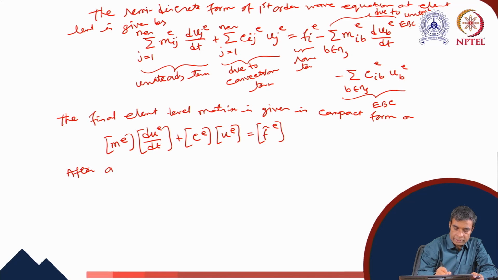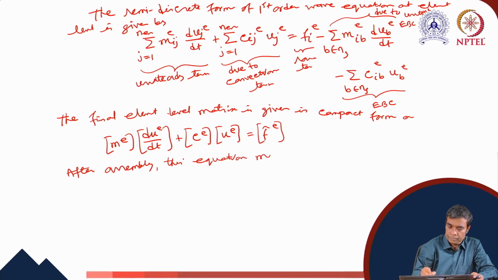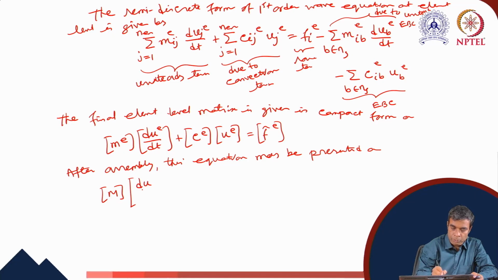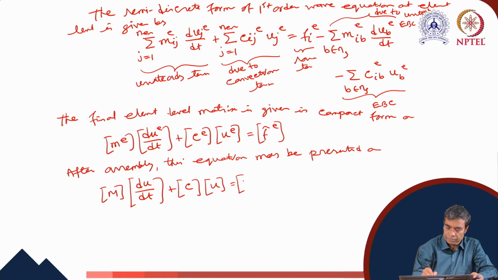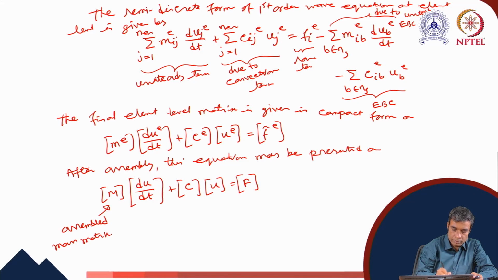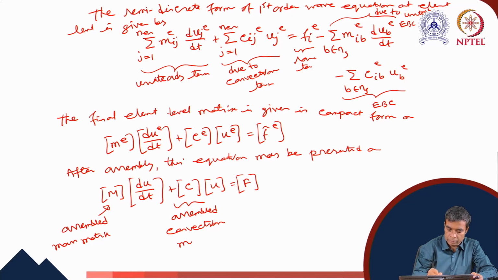After assembly, this equation may be presented as M dU dt plus C U equals to capital F. So the size of the mass matrix, this is the assembled mass matrix, assembled convection matrix, assembled load vector.